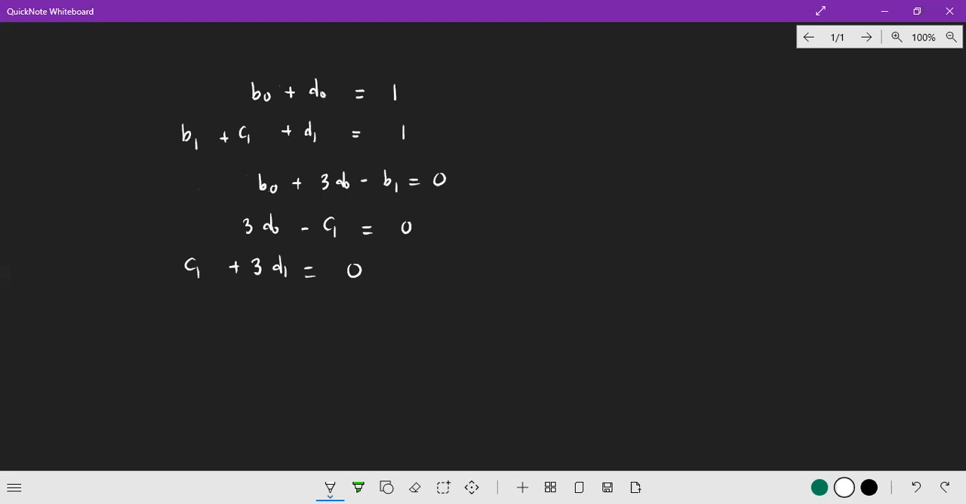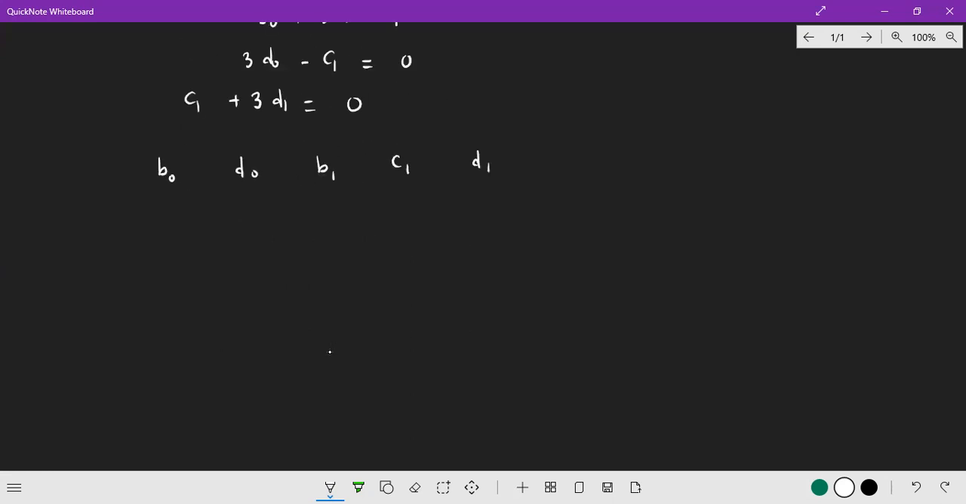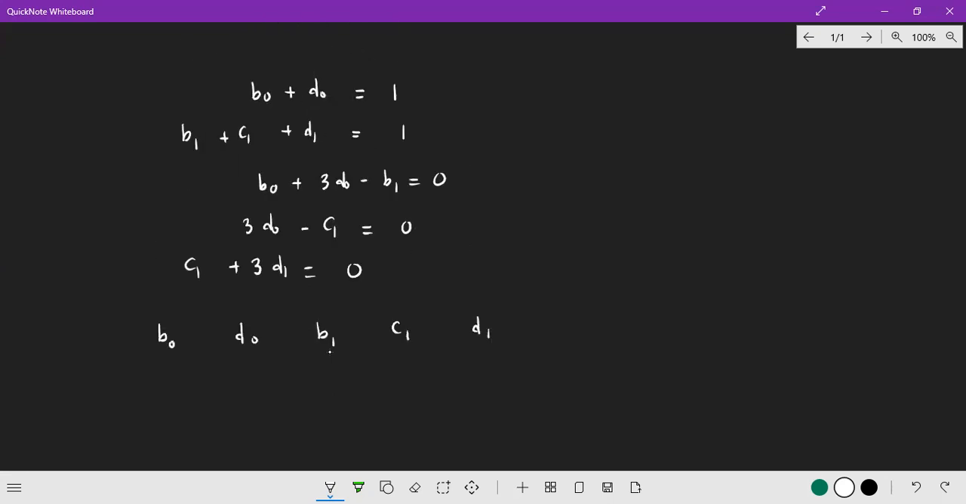So we can now move on. Let's write this in matrix form. As I said, write this in this order. So we say b naught, next we have d naught, and we're going to have b1 as well, then c1, and d1 in that order. So let's form a matrix now. For the first equation, do you have b naught? Yes, the coefficient is 1. d naught, again the coefficient is 1. We don't have b1, so 0. We don't have c1, 0. We don't have d1, 0. And then this must be equal to the constant, which is 1.